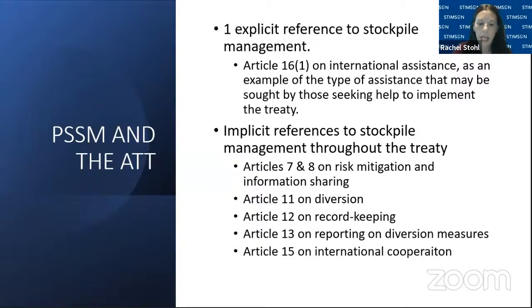Earlier drafts of the ATT did have a specific reference to ensuring safe and secure stockpiling and storage of conventional weapons. But in the final treaty text, there's really only one explicit reference to stockpile management, and that is in Article 16.1 on international assistance, where stockpile management is actually referenced as an example of the type of assistance that may be sought by those looking to implement the treaty.